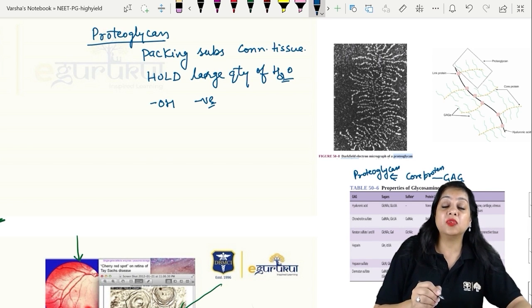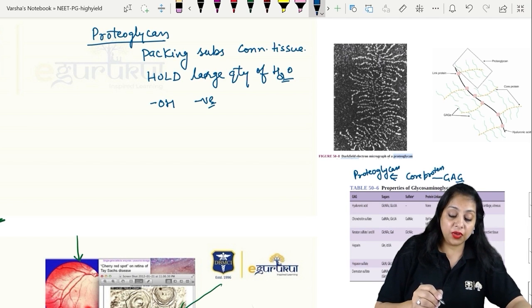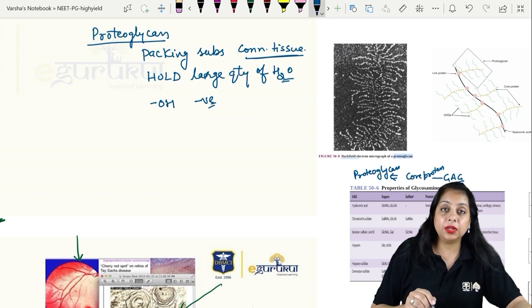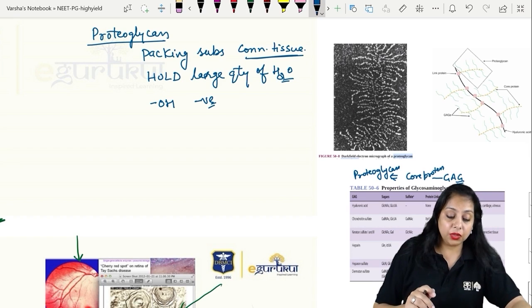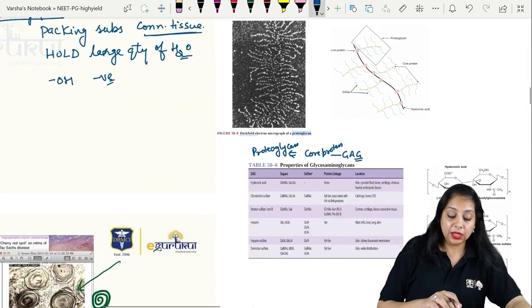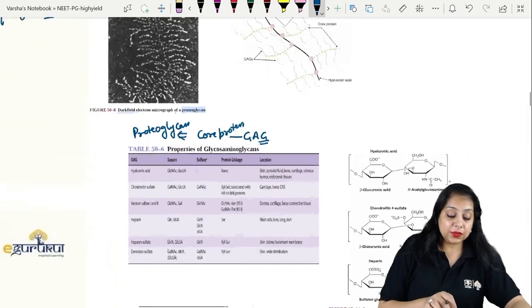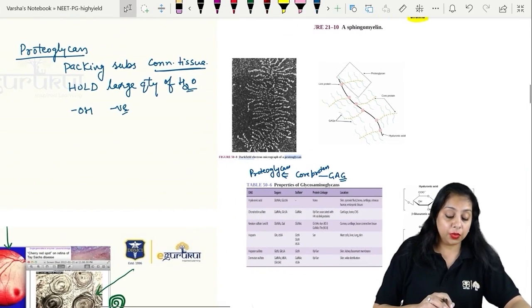And also you can say it provides the turgor, right? That is why it is found in the connective tissues, where you have the collagen, fibrillin, fibronectin, laminin, all those things. There you find the proteoglycans, right? So coming to, first of all, the GAGs. This was the question about the property of the proteoglycan.